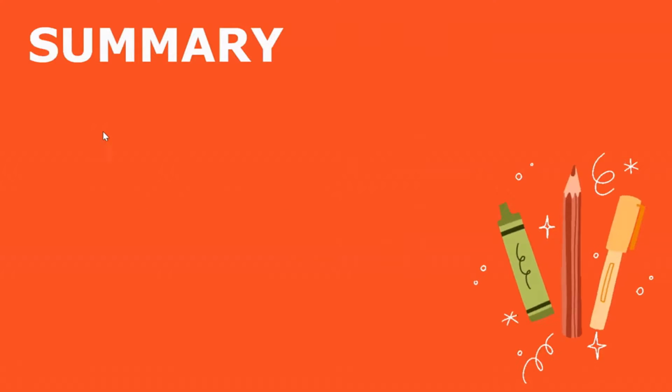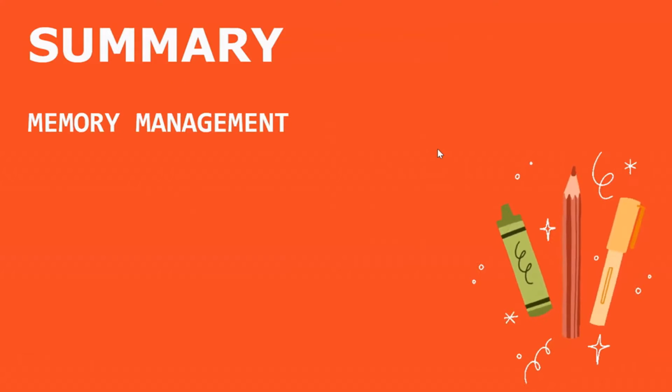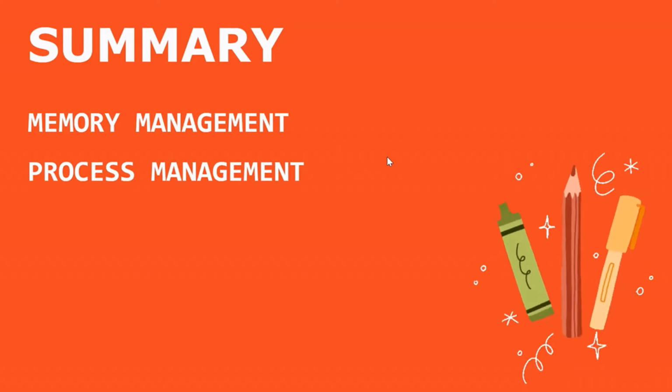So let's summarize what we have learned so far. The first functionality of the operating system is memory management. In this, the operating system manages the allocation and deallocation of the memory for the processes. Next one is process management. In this, the operating system uses some kind of algorithms to provide uniform and efficient access to the resources of the system to the multiple processes running on our system.